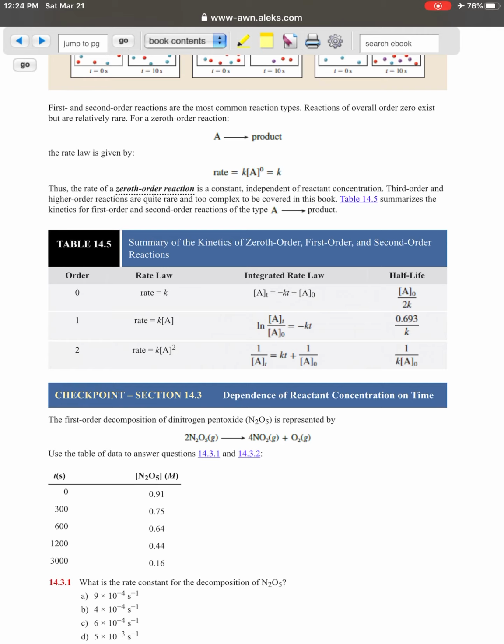Good for us, right? Table 14.5 summarizes the kinetics for 0th order, first order and second order reactions of the type A turns to product. So look at table 14.5, and what you'll see is a summary of the kinetics of 0, first order and second order reactions. The rate law is given, the integrated rate law is given, as is the half-life.